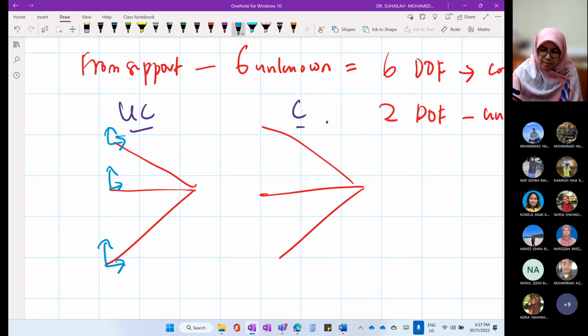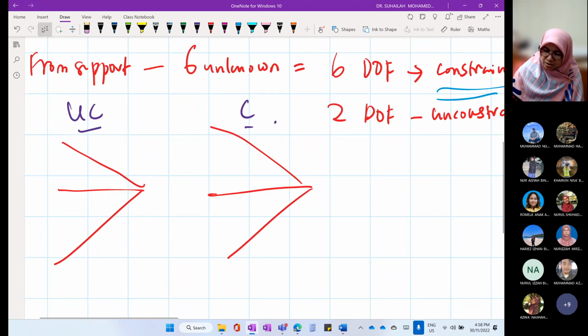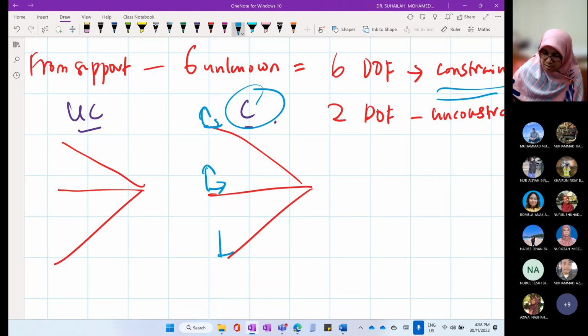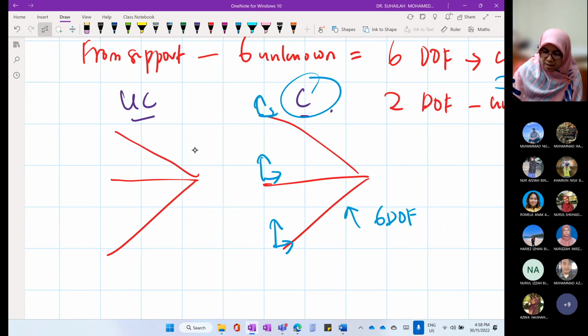Sorry, the other way around. In the constrained system, 6 degrees of freedom. This is constrained, so we will put 2 here, 2 and 2. So 6 means that this one is 6 degrees of freedom, equivalent to 6 unknown reactions. So the remaining 2 will be put in the unconstrained system.